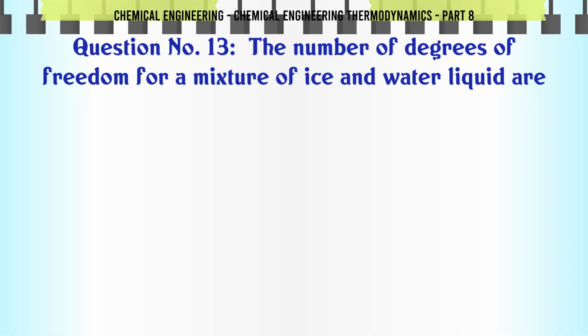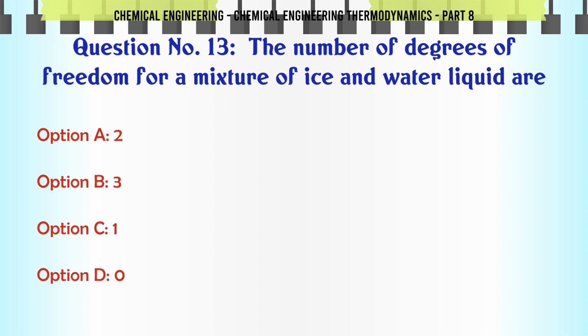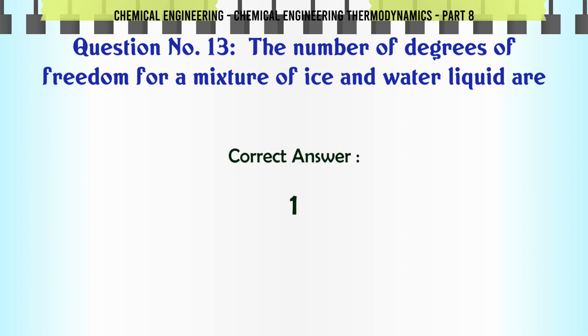The number of degrees of freedom for a mixture of ice and liquid water is: A. 2. B. 3. C. 1. D. 0. The correct answer is 1.